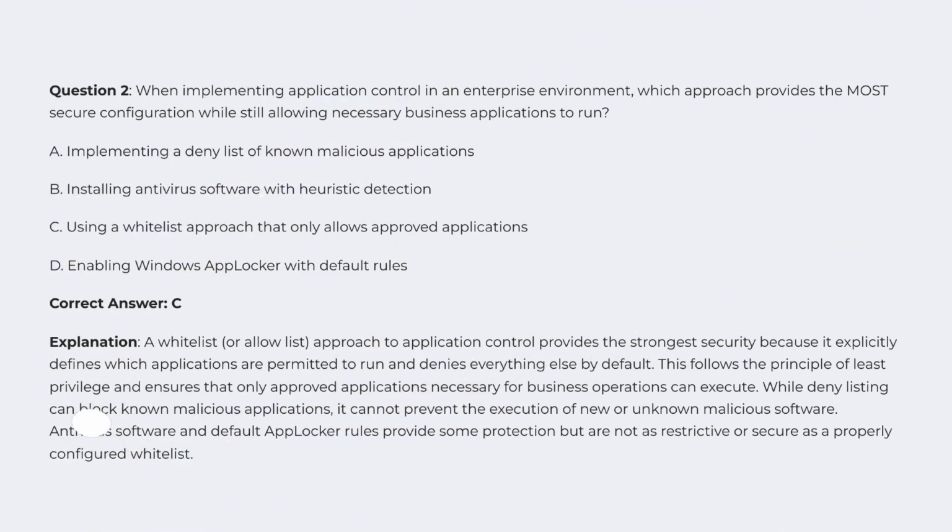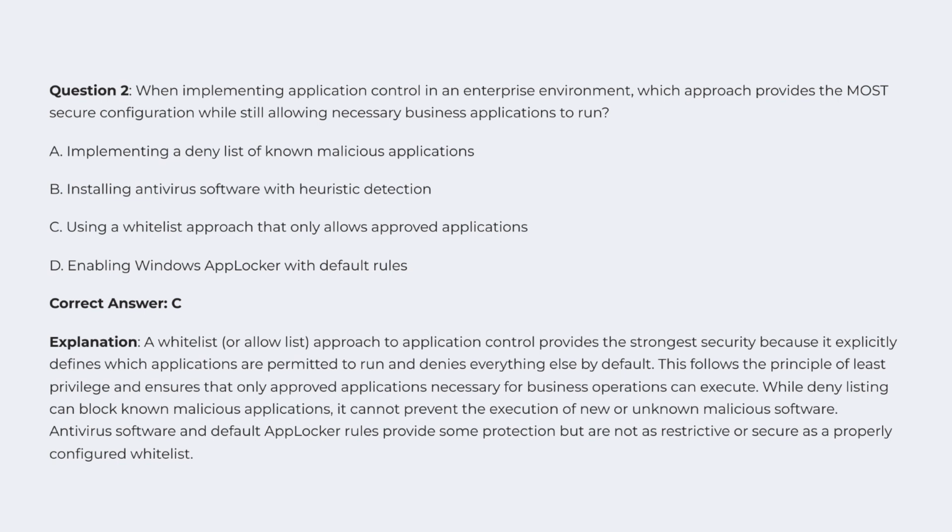Correct answer, C. Explanation. A whitelist or allow list approach to application control provides the strongest security because it explicitly defines which applications are permitted to run and denies everything else by default. This follows the principle of least privilege and ensures that only approved applications necessary for business operations can execute.